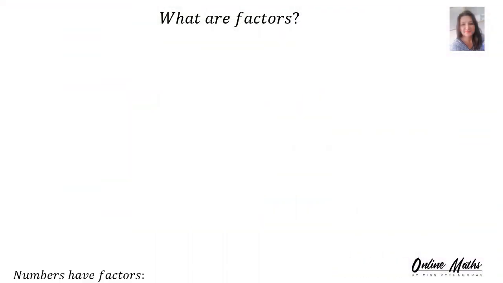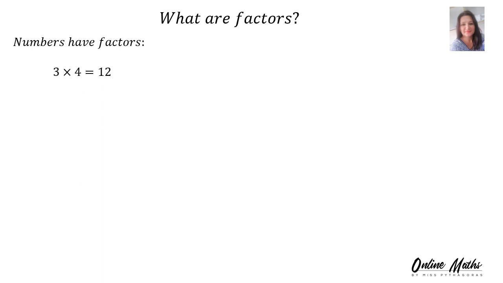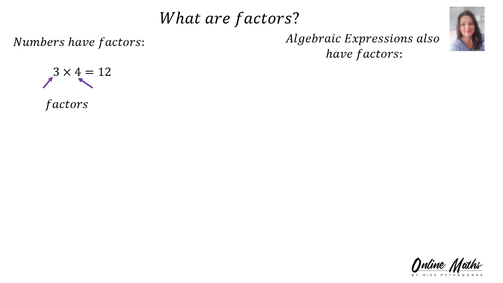What are factors? Numbers have factors. When I give you 3 times 4 is equal to 12, then 3 and 4 are the factors. 12 has other factors, namely 2 times 6 and 1 times 12. Algebraic expressions also have factors. When I give you the expression 2 times x times y, then there's 3 factors, namely 2, x and y.